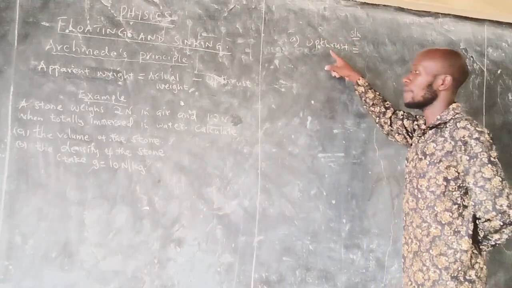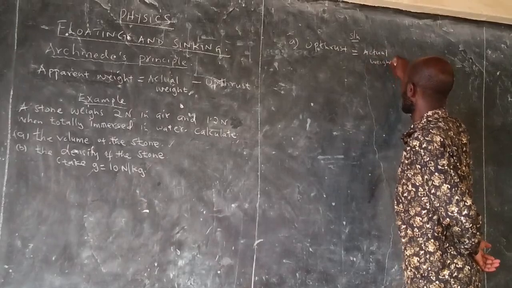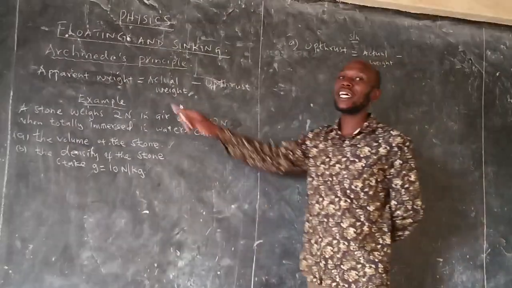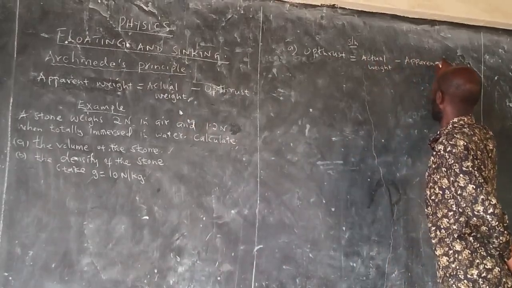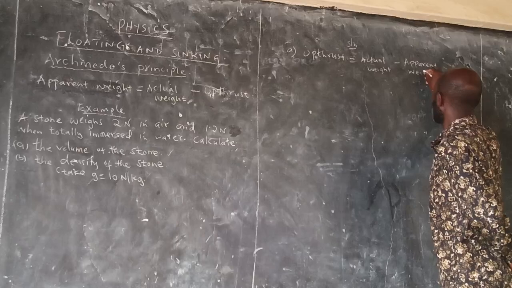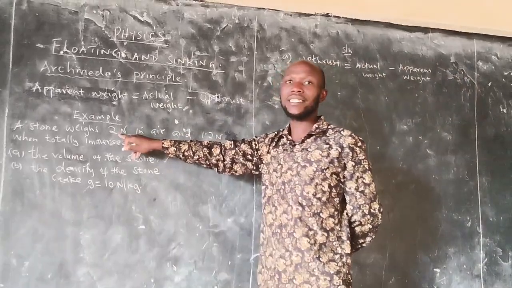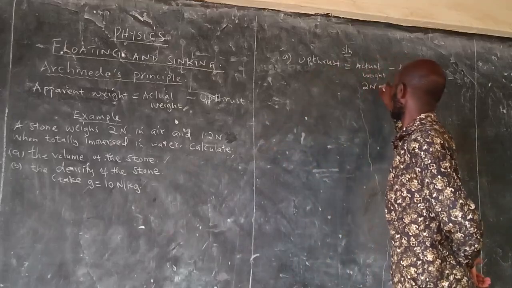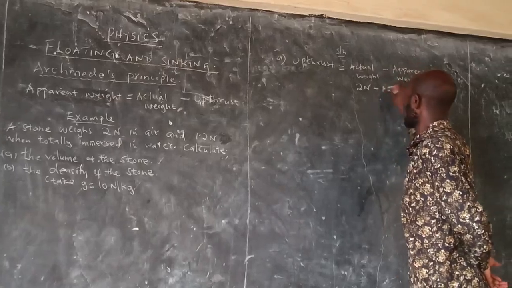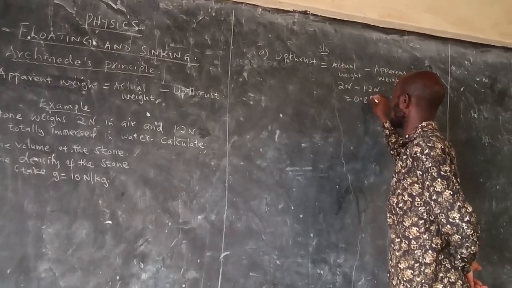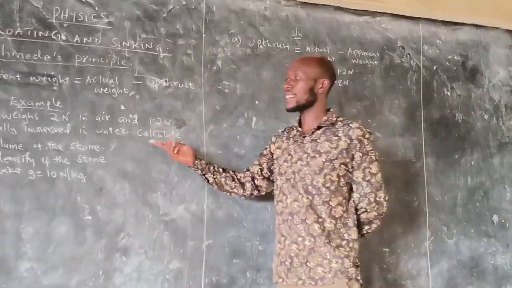Upthrust will be given by the actual weight subtract the apparent weight. The actual weight is 2 newtons, that's what it weighs in air. Subtract the apparent weight, which is 1.2 newtons. And this one will give us 0.8 newtons. The question asks us to get the volume.